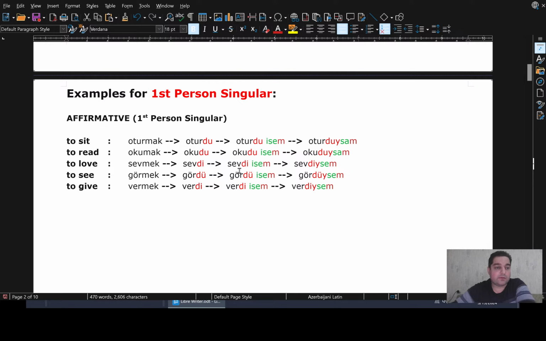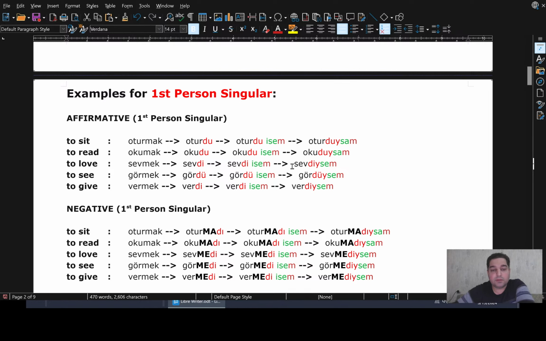I have as always 5 verbs here. They are always the same verbs. So affirmative for the first person singular will be what? For oturmak it will be oturduysam. You see, now we have du right here, du plus the fusion letter plus sam. It's always am because it's the first person singular. Okumak will be okuduysam. Sevmek will be sevdiysem. Görmek will be gördüysem. And vermek will be verdiysem. That's how we transform these verbs to be the first person singular affirmative.